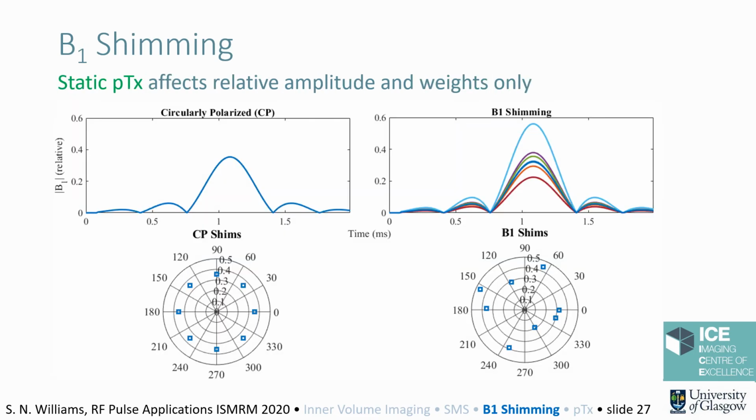This figure demonstrates B1 shimming compared to conventional single transmit. In a parallel transmit coil, single transmit pulses can still be obtained by setting equal weights to all channels in quadrature phase. This is shown on the left and is commonly called circularly polarized, or CP, mode. On the right, we show an example of B1 shimming. Although the same RF waveform is used, it has distinct amplitude and phase values compared to the CP mode.